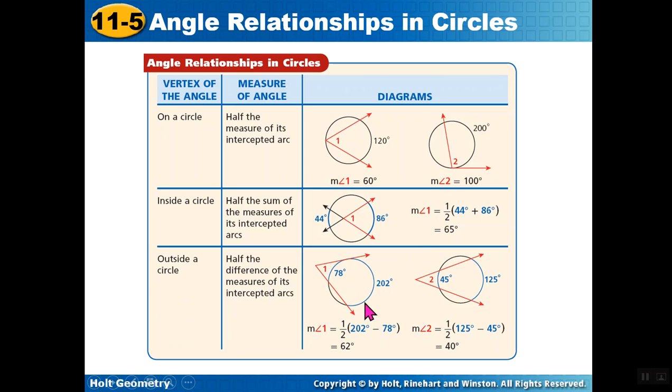Last case, if they intersect outside the circle, this exterior angle is equal to the difference between the two intercepted arcs. 202 minus 78, then we divide the answer by 2 to get 62 degrees. Here, if it is a tangent and a secant. If two secants, no difference, again we subtract 140 minus 45, then divide the answer by 2.